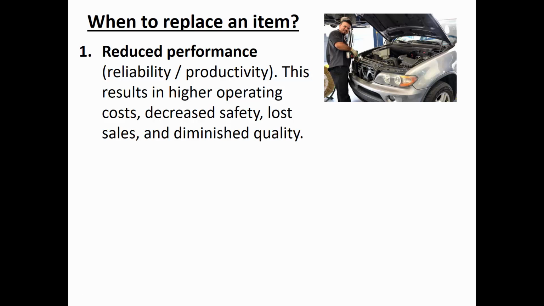So remember, the whole theme of the course is decision making, and sometimes it's choosing from among alternatives when you're buying something new. But a really important decision that all organizations have to make is how long to keep things when they buy them. How often to replace a vehicle, how often to replace computer equipment or surveying equipment or manufacturing equipment. So when do you replace something? The criteria outlined by the book is, number one, when the performance of something is reduced. That means higher operating costs, decreased safety, lost sales, diminished quality.